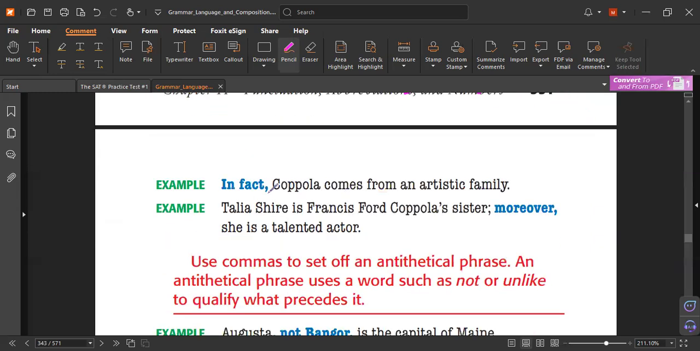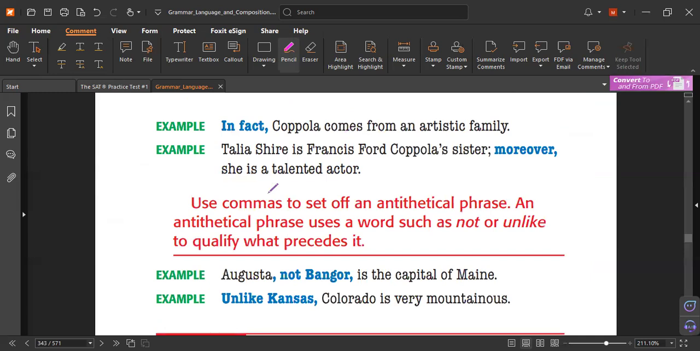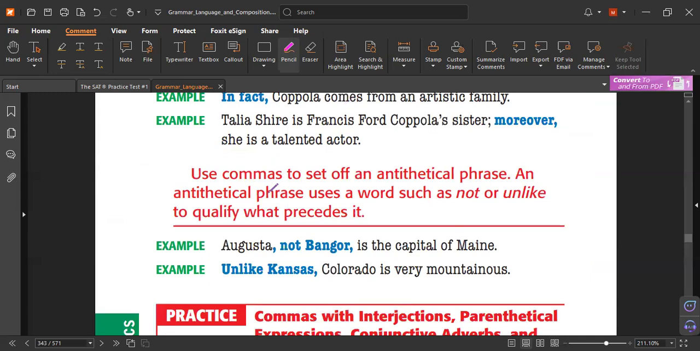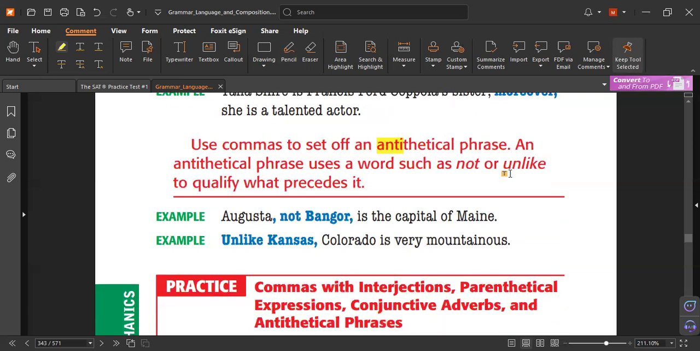Here again, an example. What if we have them in the middle? As mentioned here, anti, similar to analog, but it's okay. Antithetical phrase, what does it mean? A phrase to show contrast, like not, like that. Here, Augusta, not Banger, it's a capital name. So we need two commas. Remember, do we need two commas, or can it be commas and no commas? We must use commas. So these commas are necessary, not like non-essential ones.